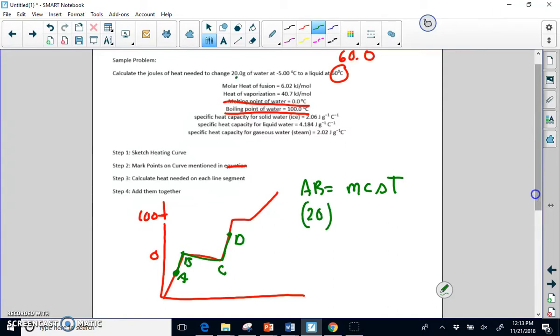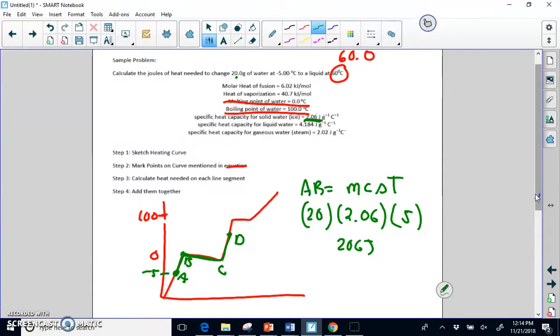Now we want to use the specific heat of water when it's a solid, or when it's ice, which notice is lower. So 2.06 for the specific heat, and the change in temp. It was -5 here, and it's going to 0, so the change in temp is 5. If I multiply those two together, which I did already, I get 206 joules as my final answer for line segment AB. Now for BC, we have to do a little bit of work.